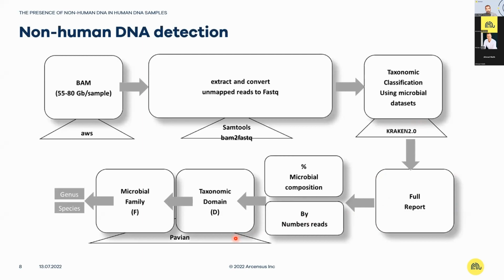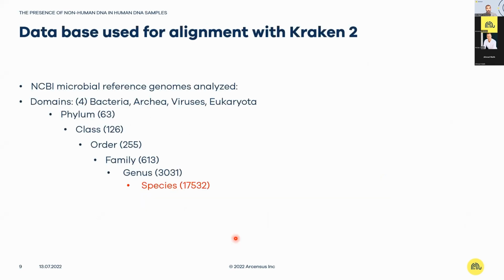And then we can classify them on taxonomic domains and try to identify which microbial families and species have been identified. And just to show you and bring this in perspective, we took the genomes that have been published in the NCBI database, and we used these 4 different domains, which are genomes coming from bacteria, archaea, viruses, as well as eukaryota. And once we delve and go deeper, or get more granular, all down to the species, we ended up with about 17,000 different species that we have looked at.